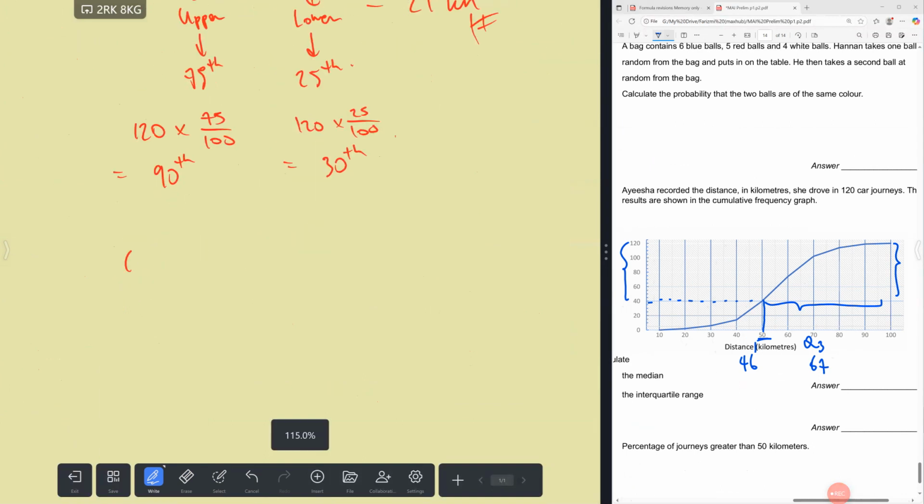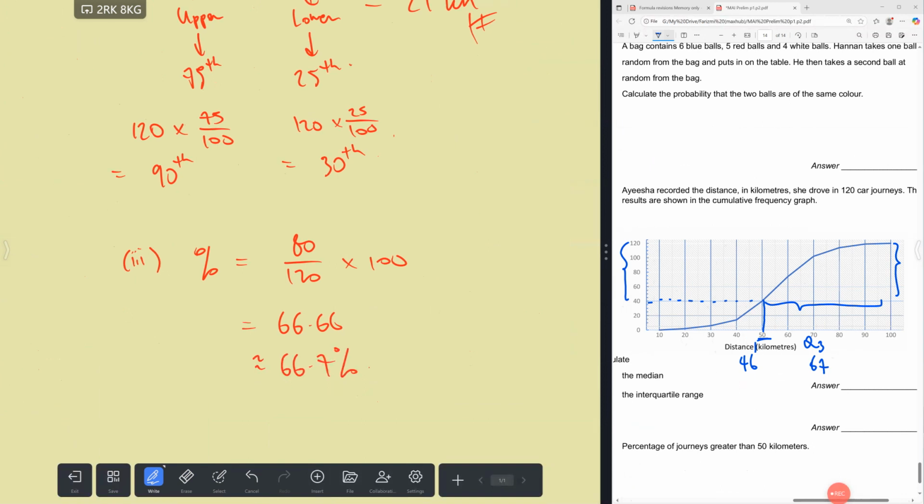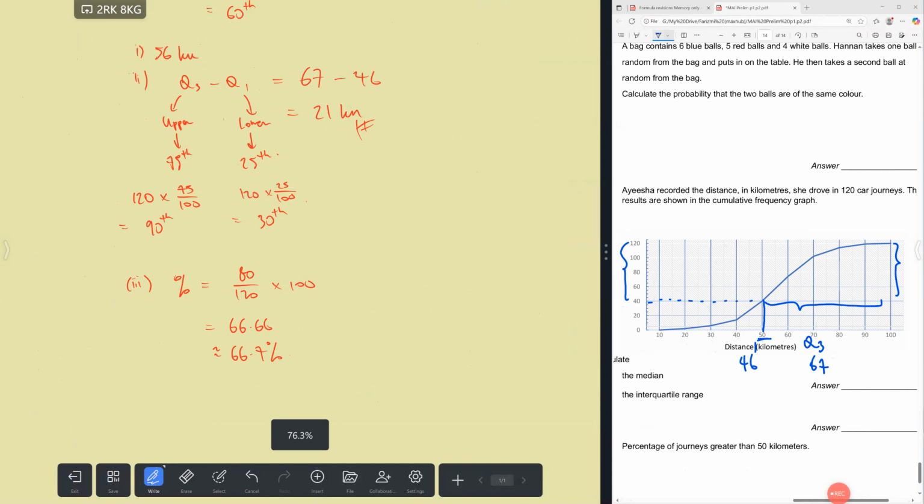So write down, percentage required. It is 80 over 120 times 100. You get 66.67. 66.6 is recurring. Round off to 66.7%. Alright, I'm going to zoom out. This is our part 2 answer.